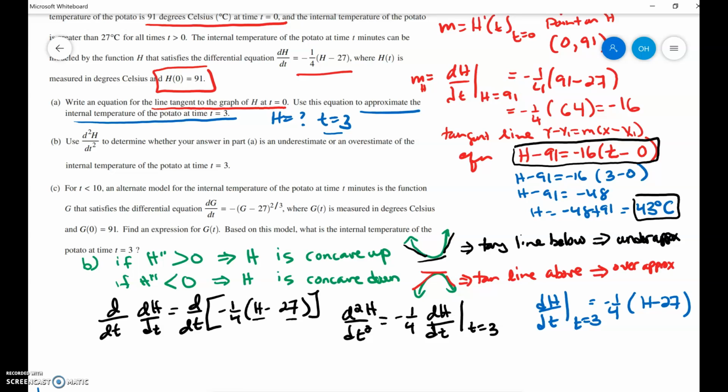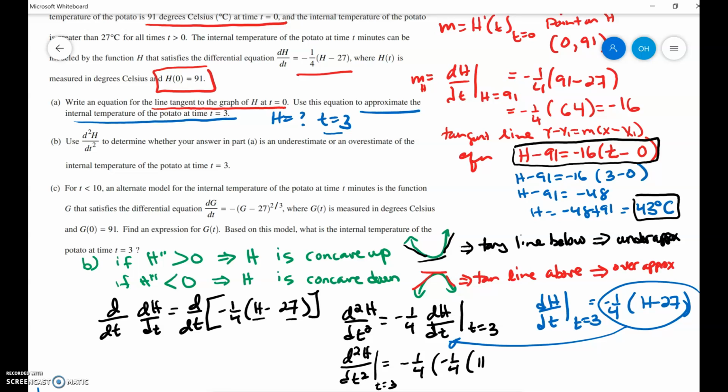Okay, so what I'm going to do is put this in here, and I have that the second derivative for h, when I evaluate that at t equals 3, is negative 1/4 times negative 1/4 times h minus 27, which simplifies to 1/16 times h minus 27. So if you recall, up here in the problem, it said that the internal temperature of the potato is always greater than 27 degrees Celsius. So at time t equals 3, this h value has to be greater than 27.